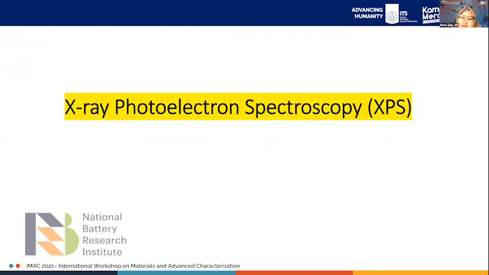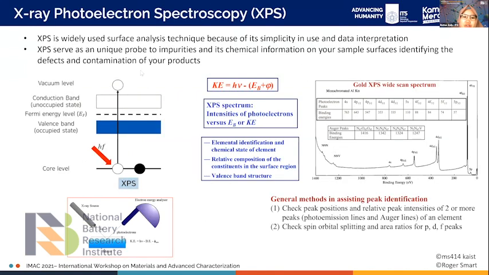And the next one is a case study about X-ray photoelectron spectroscopy. This is widely used for surface analysis, and it's simple to use and interpret compared with SAS. The difference is that we are also targeting core levels, but we look at the kinetic energy of the photoelectron. And the kinetic energy can be obtained by this equation: the energy of the incoming photon minus the binding energy of the electron and the work function.